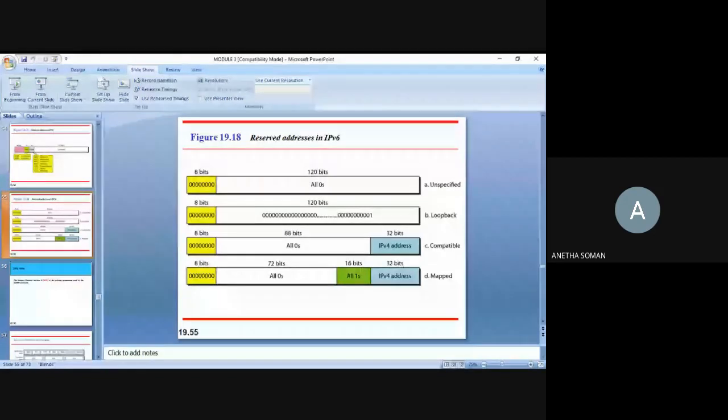Now we move on to a very, very important topic, that is nothing but the network layer protocols.